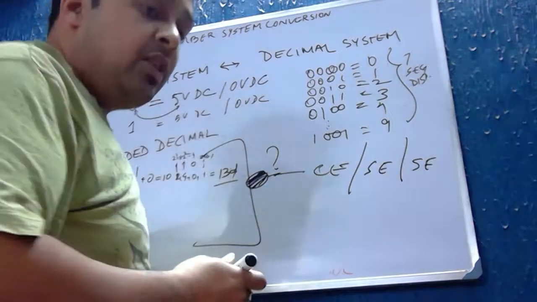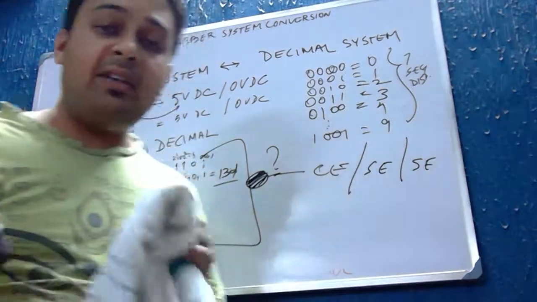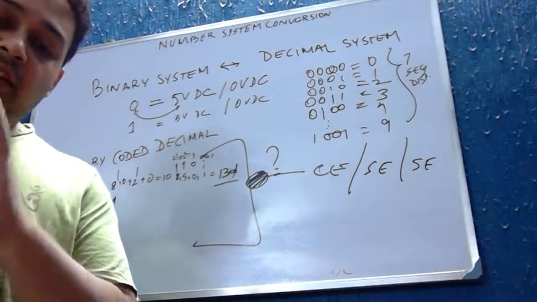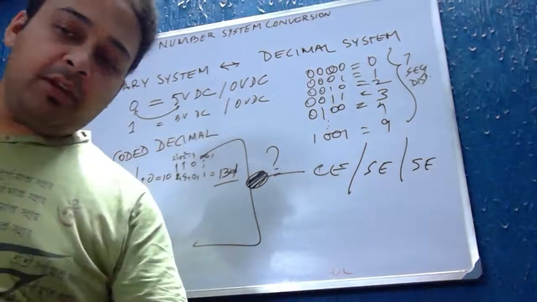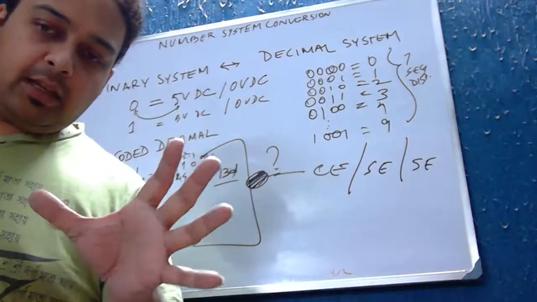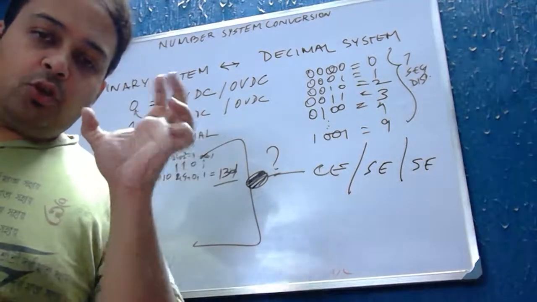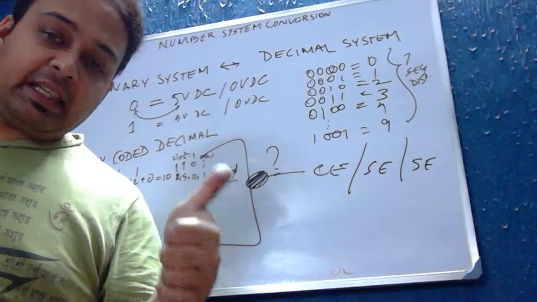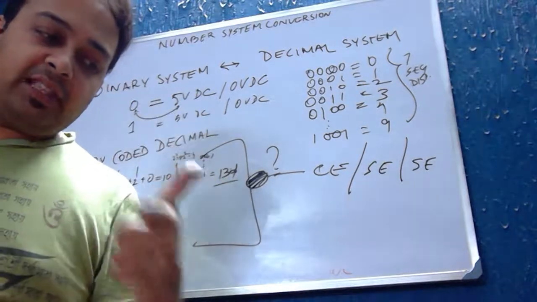So a binary coded decimal will never come into picture unless and until you have something to do with an LCD or a 7-segment display.